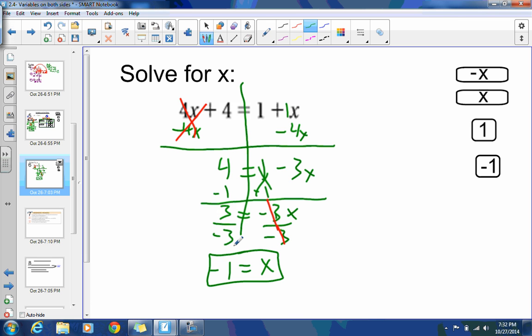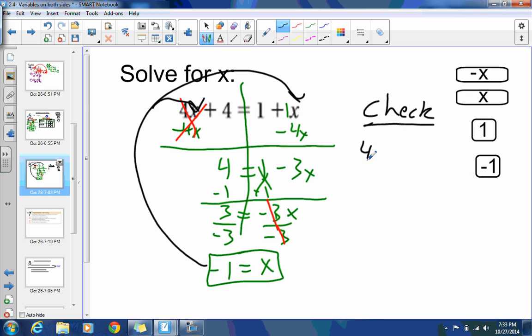If you want to use the algebra tiles, I will let you do that on your own, but you should get x equals negative 1 here. And again, it's very helpful to check your work. So plug it back in for those x values here and here.